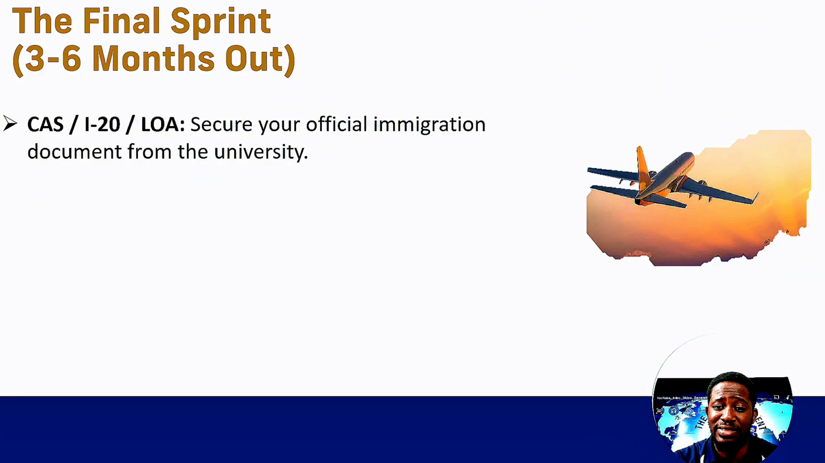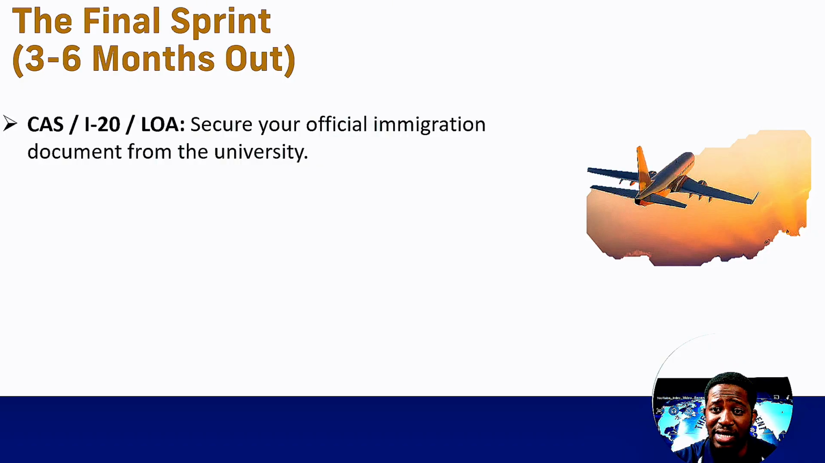So the first thing: the CAS, the I-20, or the LOA. These are documents that you need to secure from your schools. These are documents that even rank higher, if I'm not exaggerating, than your passport, because they give you that sort of viability, that sort of grounding in the country that you are interested in.